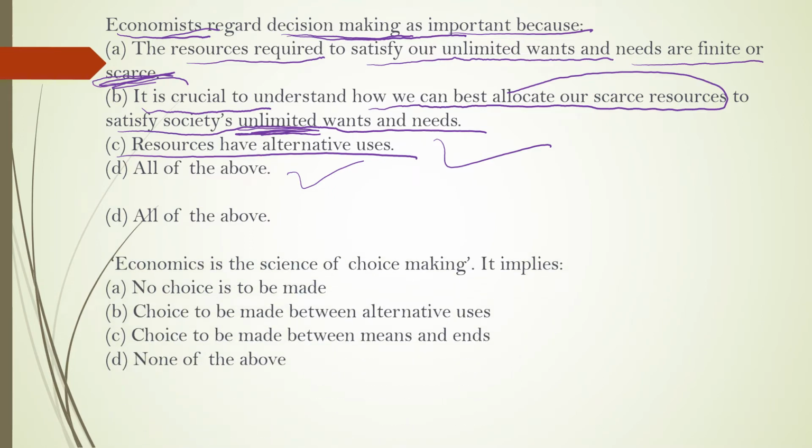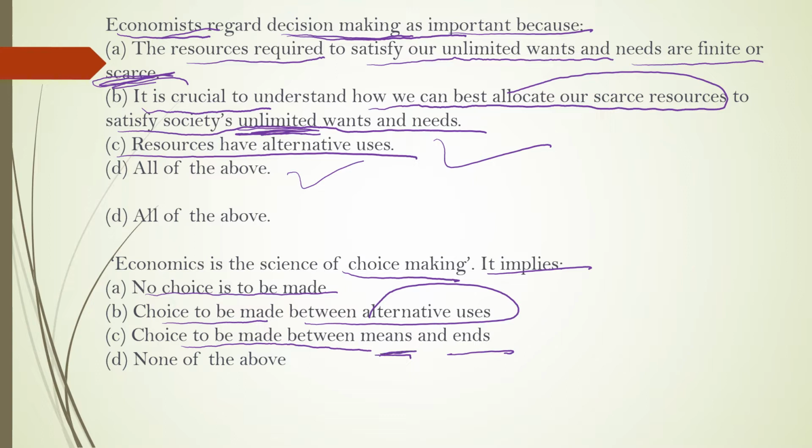Next one, economics is the science of choice making. It implies no choice is to be made. Choice to be made between alternative uses. Choice to be made between means and ends. Means are your resources and wants. None of the above. No choice, no, we can't consider that one. Choice to be made between alternatives.